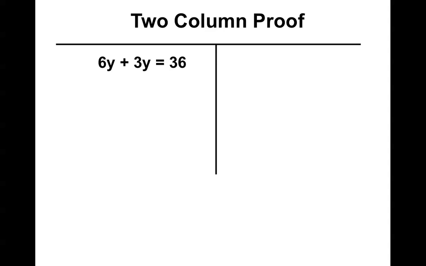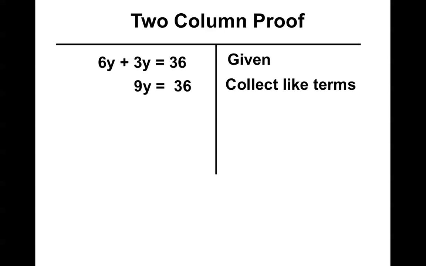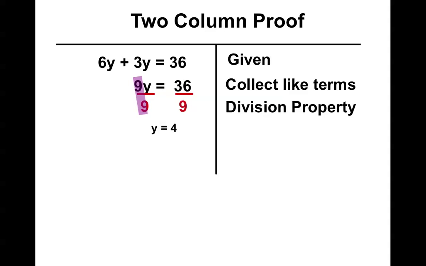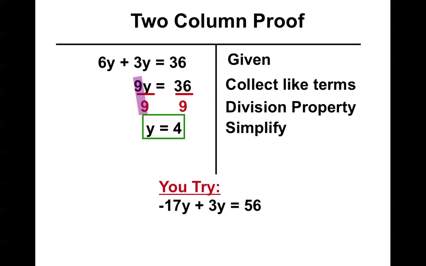We could do this using a two-column proof. Once again, why did you choose to do this problem? Oh, that's right, it's the one I gave you. Why did we combine the like terms? Oh, that's right, we were collecting things that were alike, or collecting like terms. We used the divide by 9, that is the division property of equality. And then when we simplified, we got our answer. Are there any questions? Let's see if you guys could try this one.